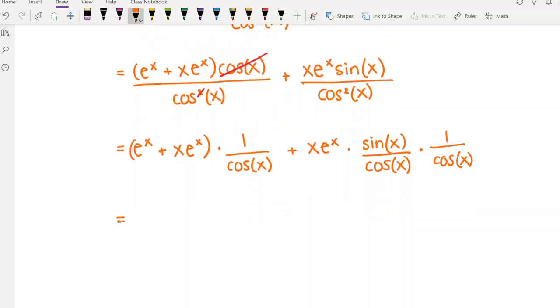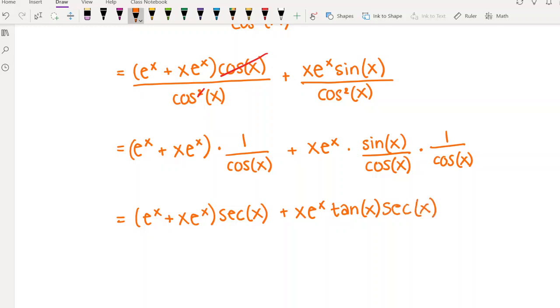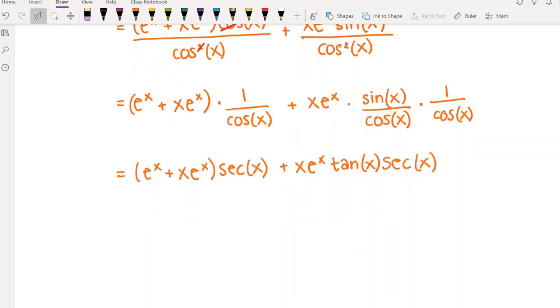So now we can write this first part as e to the x plus x e to the x times secant of x. And this next part we can write as x e to the x times tangent of x, right? That's what sine over cosine is. And then times secant of x. And then if you wanted to, you could distribute this part, and I'll just do it because, for some reason, it bothers me when only part of something is factored out. So let's just be consistent here.